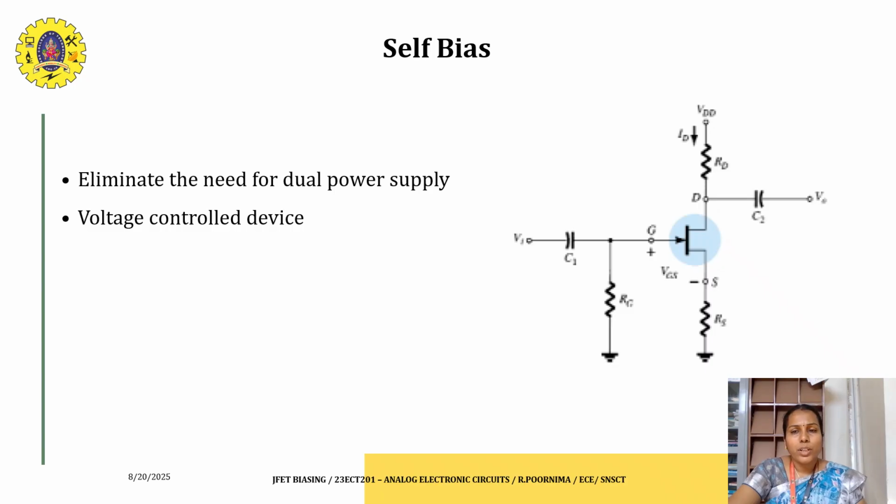Next we are going to discuss the self bias method. Self bias eliminates the need for a dual power supply as used in the fixed bias circuit. Here we use the VDD external power supply, connected through resistance RD to the drain terminal, and we use RG and RS connected to the gate and source terminals. This self bias is a more stable method compared to fixed bias.